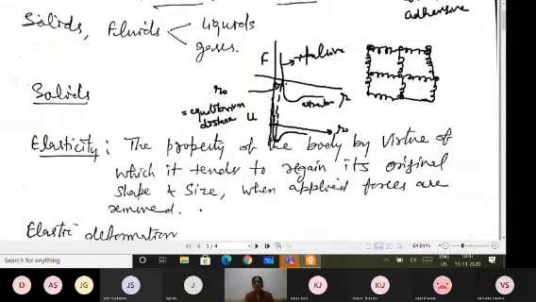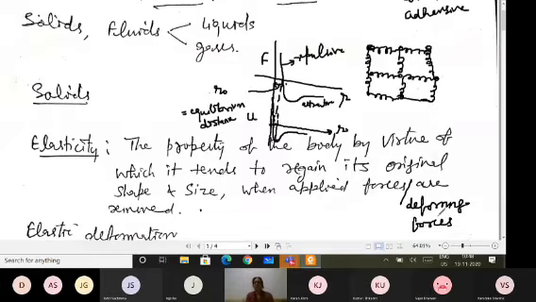So we are bringing a change in the internal configuration of the substance, and the property by virtue of which it tends to regain its original shape or size after the removal of the applied forces is known as elasticity. So elasticity is the property of the body by virtue of which it tends to regain its original shape and size when applied forces are removed. These applied forces, you may call the deforming forces.